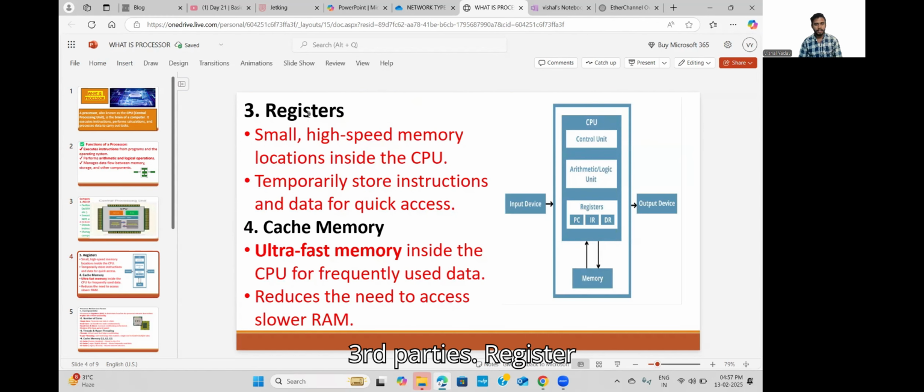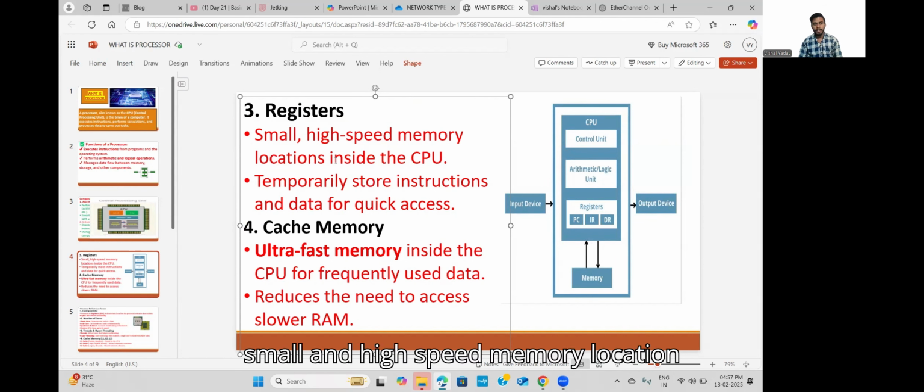And the third part is the register: small, high-speed memory locations inside the CPU that temporarily store instructions and data for quick access. And the fourth, cache memory: ultra-fast memory inside the CPU for frequently used data, which reduces the need to access slower RAM.